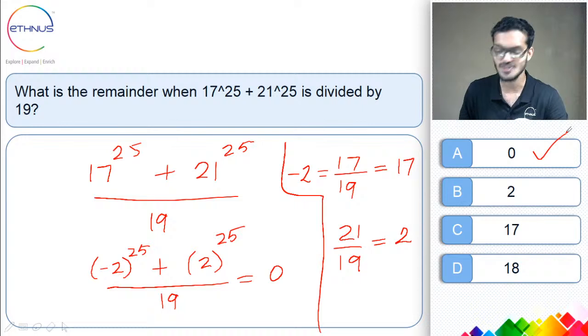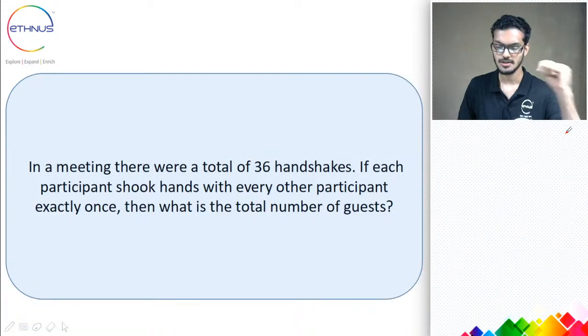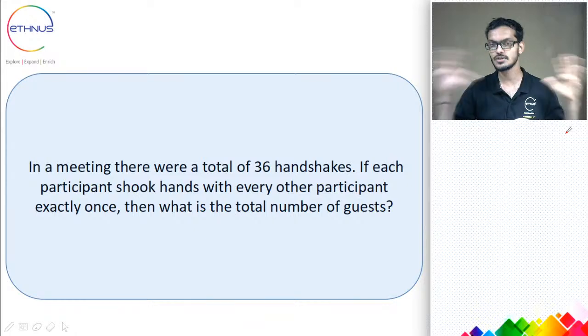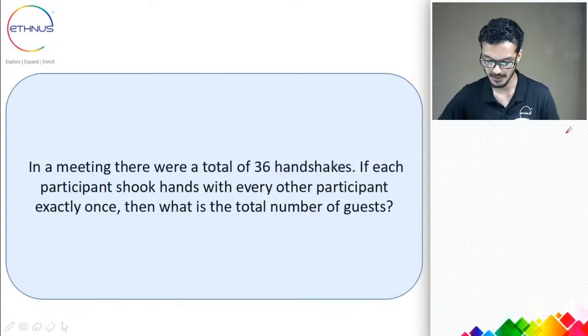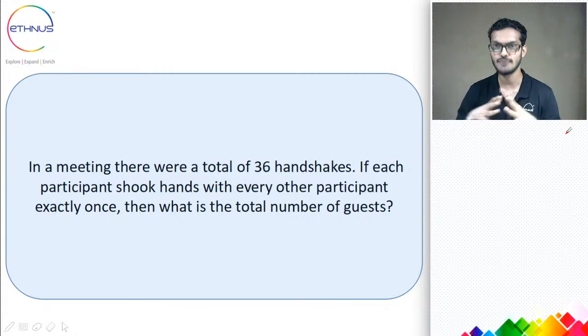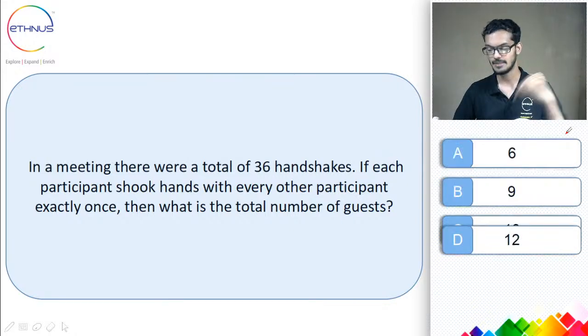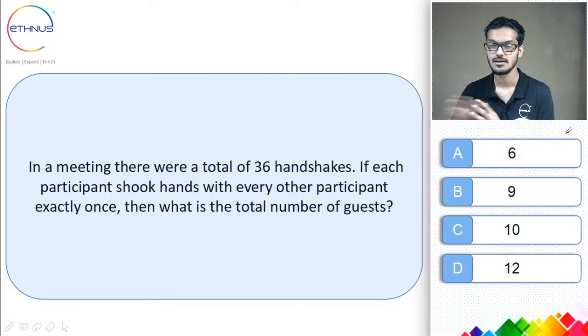And the next question is on the screen. Here is the question. In a meeting, there were a total of 36 handshakes. If each participant shook hands with every other participant exactly once, then what is the total number of guests? So you have to find the answer for this problem. It's again an important one. Options are there below: 6, 9, 10, 12. These are the number of guests.